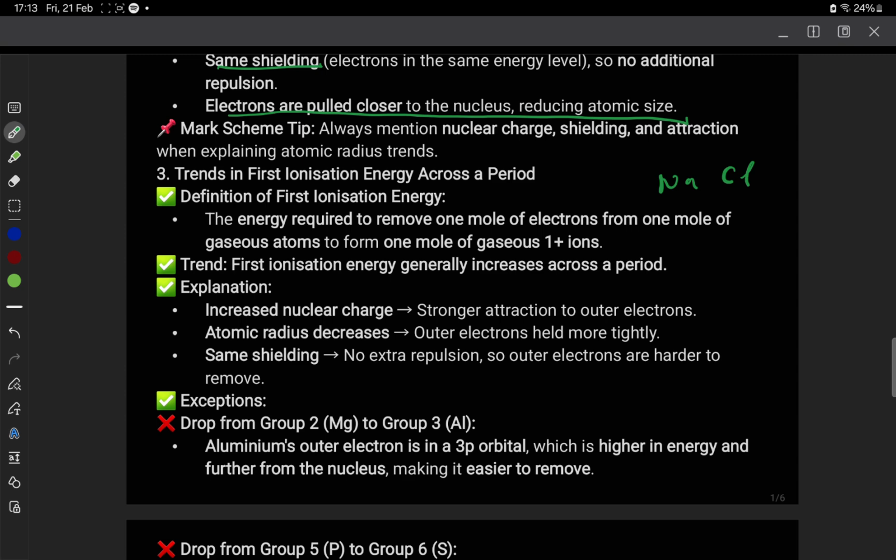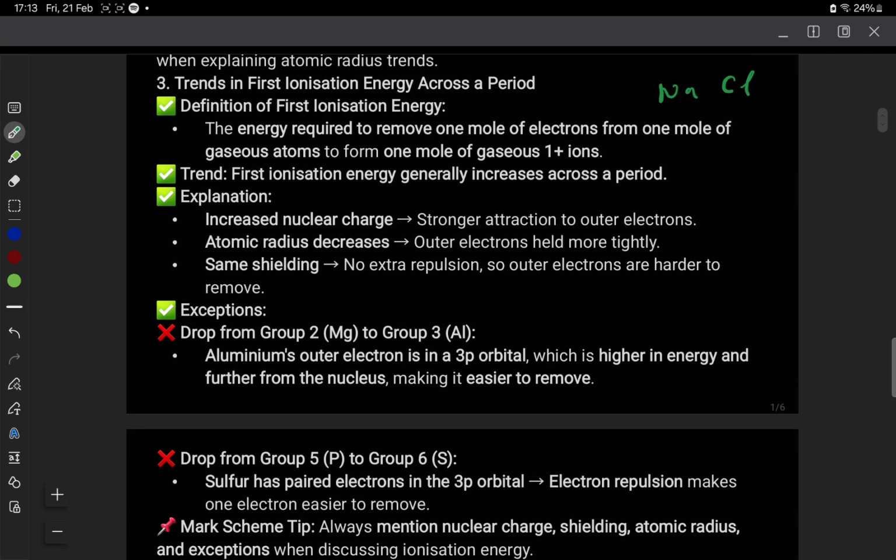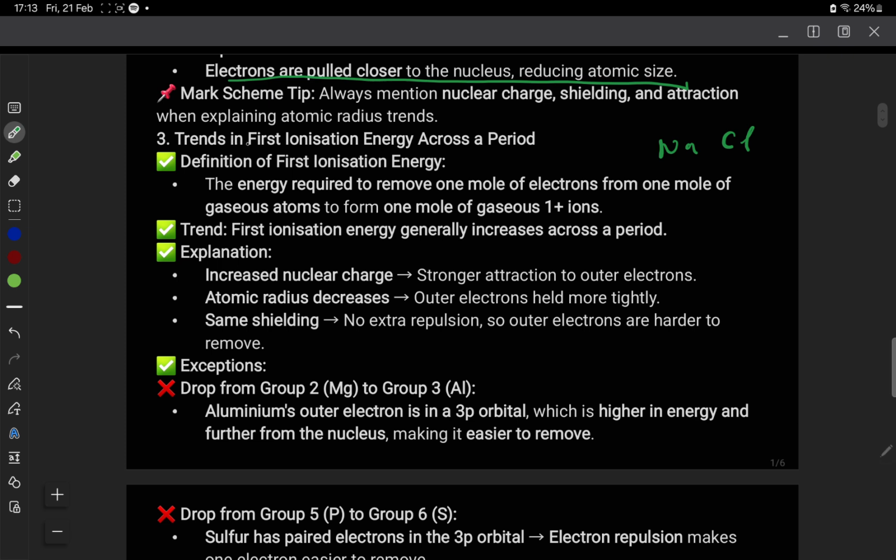And this leads us to the next trend, which is the ionization energy. So ionization energy is nothing but how hard is it to steal an electron. So ionization energy is the amount of energy required to remove 1 mole of electrons from 1 mole of gaseous atoms to form 1 mole of gaseous 1+ ions. Across a period, it increases because it gets harder to steal electrons as atomic attraction gets stronger.